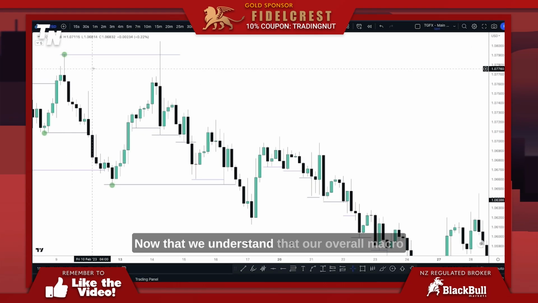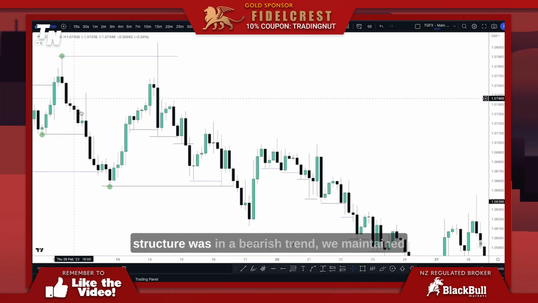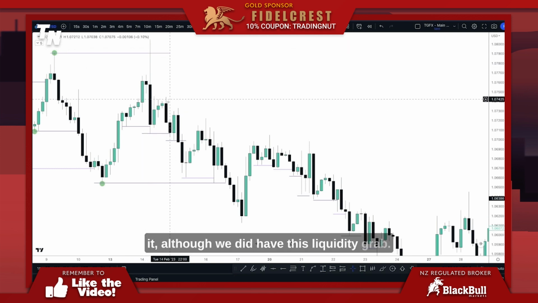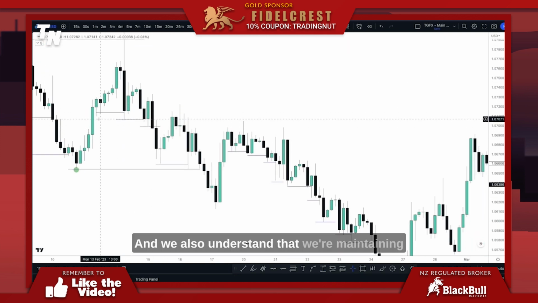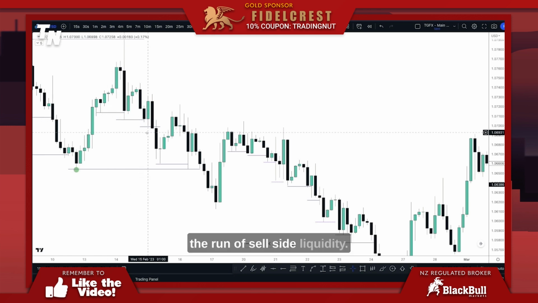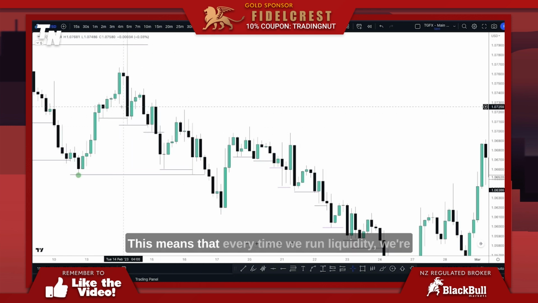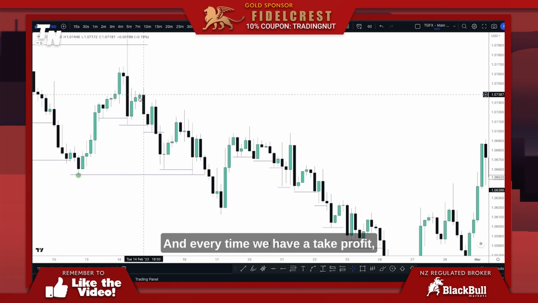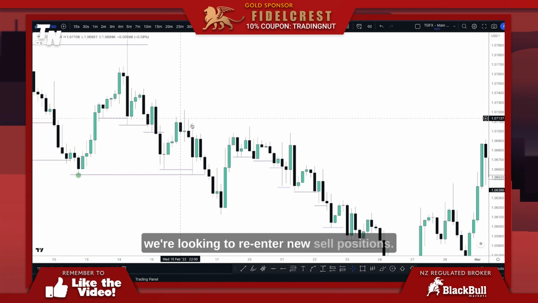Now that we understand that our overall macro structure was in a bearish trend, we maintained it, although we did have this liquidity grab. And we also understand that we're maintaining the run of sell-side liquidity. This means that every time we run liquidity, we're looking to take profit on our sell positions. And every time we have a take profit, we're looking to re-enter new sell positions.